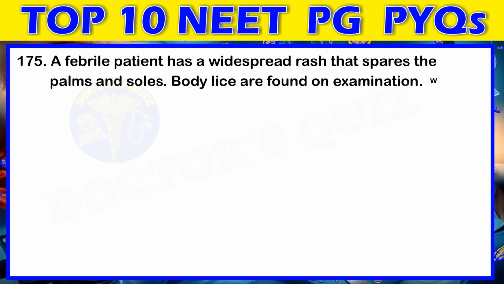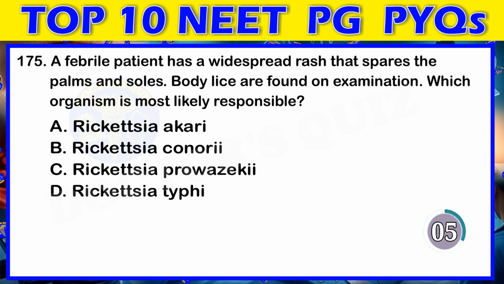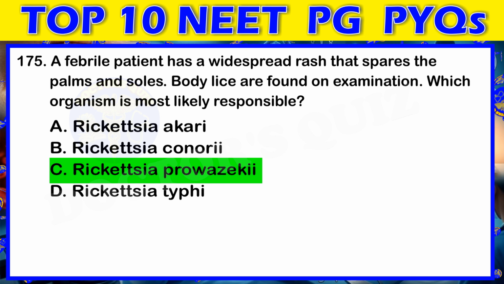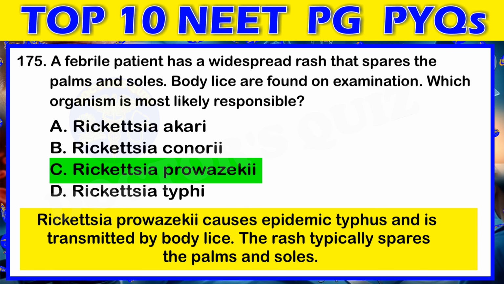A febrile patient has a widespread rash that spares the palms and soles. Body lice are found on examination. Which organism is most likely responsible? Right answer is option C, Rickettsia prowazekii. Rickettsia prowazekii causes epidemic typhus and is transmitted by body lice. The rash typically spares the palms and soles.